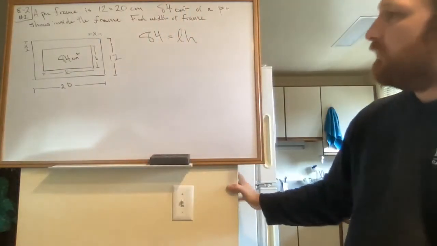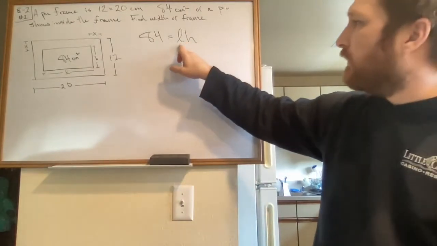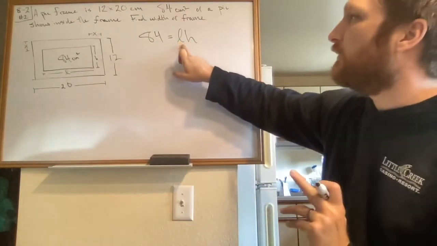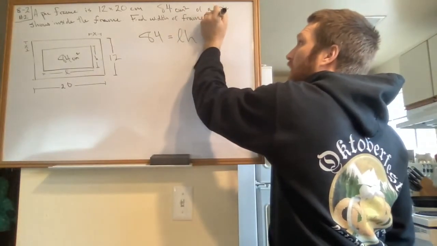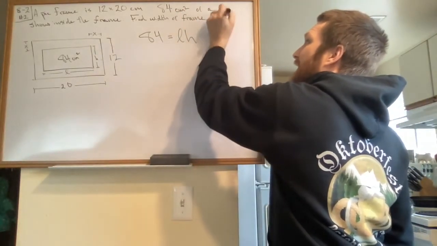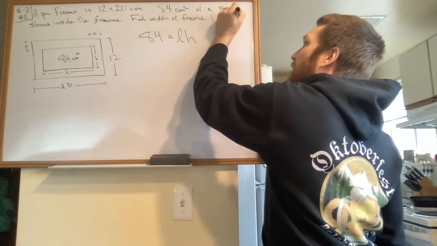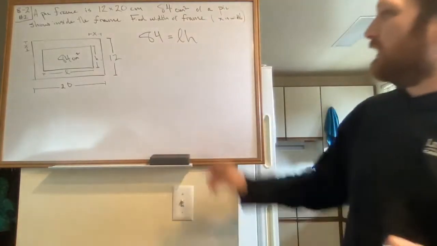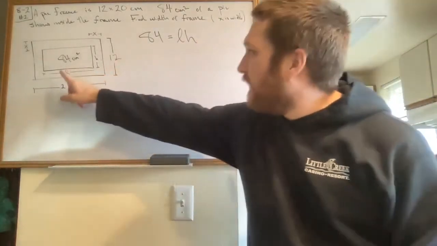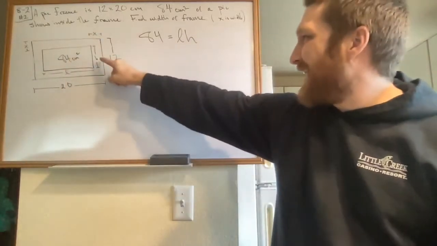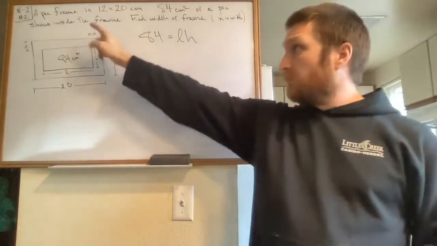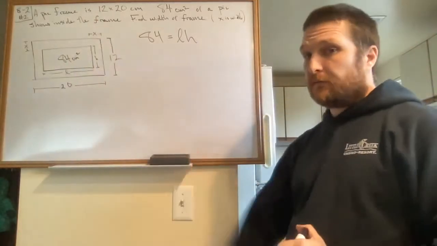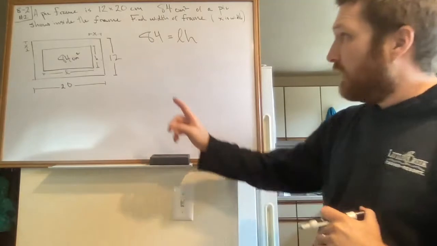Now I could see if I could get L in terms of the thing I'm looking for, this width here, which I'm calling X. X is the width that I'm looking for. If I could get L in terms of X and get H in terms of X, then I'll have one equation with one variable, and I should be able to solve. So let's see if we can do that.